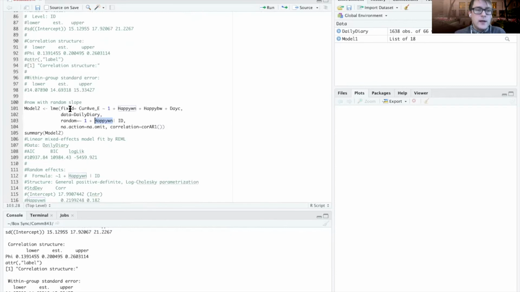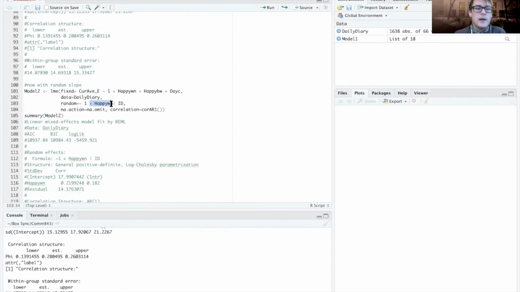The way you do that, everything else is the same. I gave the model a new name so that I know it's a new model. But I'm adding +1 or plus happy within, so the within person happiness variable, to my random effects. And you could also do plus DC if you wanted to. So that's how you add more random effects, but I'm not too concerned about that right now.